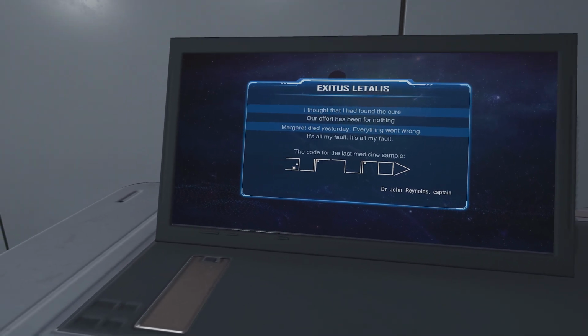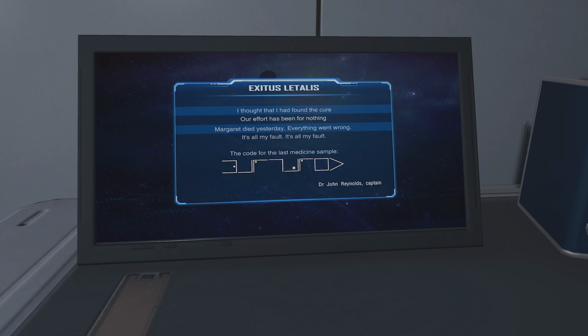I thought I had found the cure. Our effort has been for nothing. Margaret died yesterday. Everything went wrong. It's all my fault. The code for the last medicine sample.